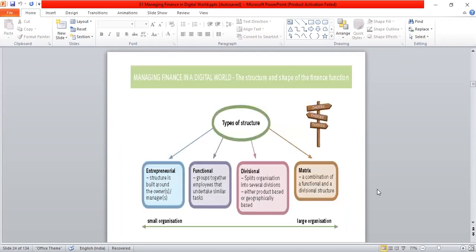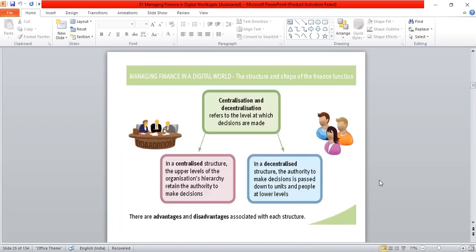Then we understood that depending on the size of the organization, if it is small in size, it would be called entrepreneur, or as the size keeps increasing, then we've understood about functional, divisional, and the large organizations are called matrix. Then centralized and decentralized. Centralized, the decision making power lies with the top management, whereas decentralized, the decision making power is passed on to the other levels of management, wherein the manager is given the authority to take decisions and also is made responsible for the decisions he takes.